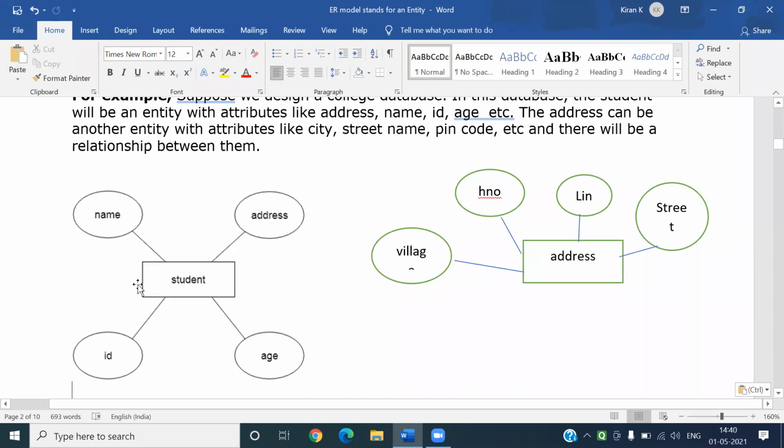The rectangle represents the entity and the ellipses represent the attributes. Now the properties are called attributes. Properties are called attributes, and the rectangle is called entity. Properties of this particular entity are called attributes. See, village, house number, line number, street number are the characteristics of this particular entity called address.